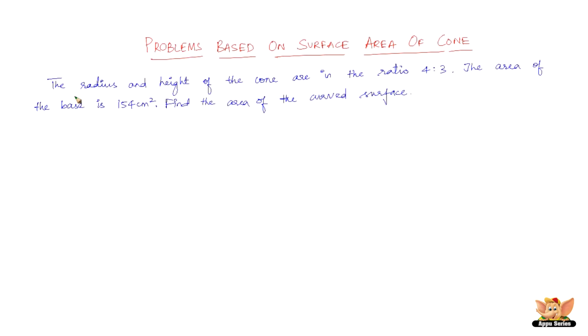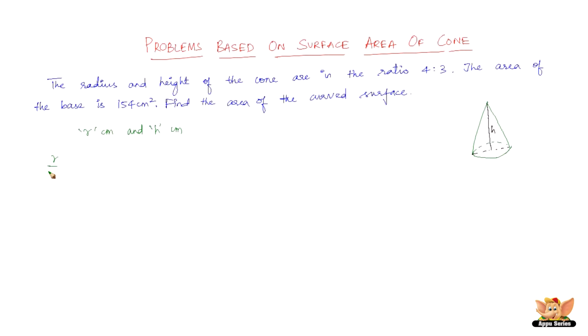Now read this very carefully. The radius and the height of the cone. It's not the slant height, but it's just the height. Let me draw a figure. This is what we're talking about. This is the height, h. So let us take the radius to be r centimeters and height to be h centimeters.